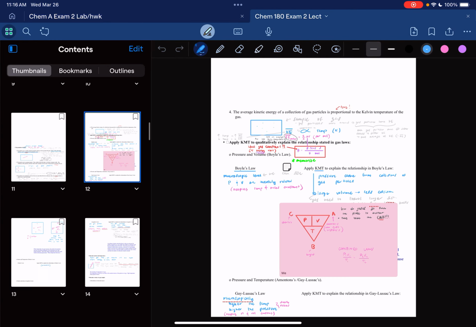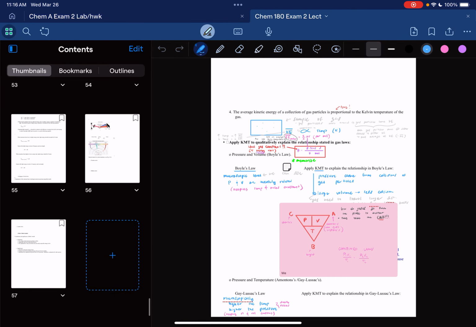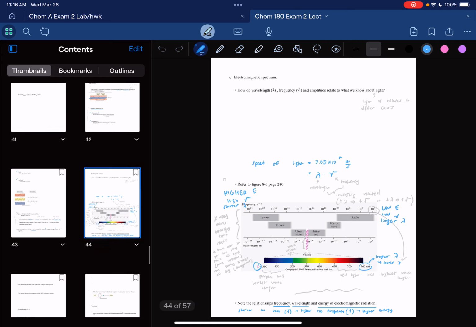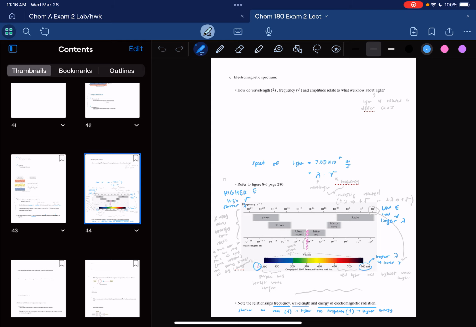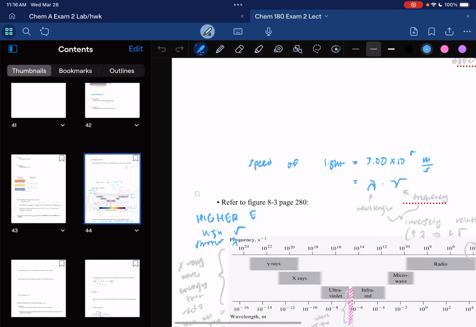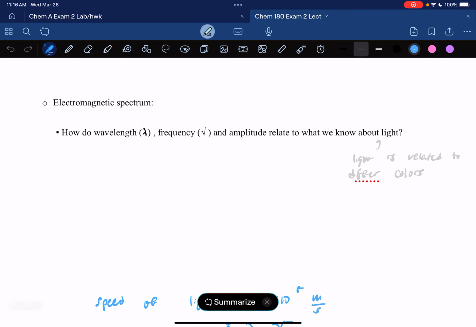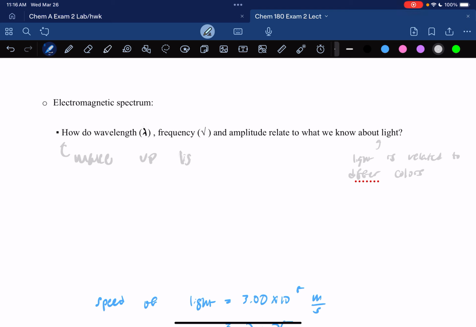Light behaves like a set of waves, just like water waves and sound waves, and any wave could be represented by three variables: lambda, which is wavelength; frequency, mu; and amplitude, which is related to the intensity of the light. Those three variables are related. C, the speed of light, equals lambda times mu. So they're related in that way.